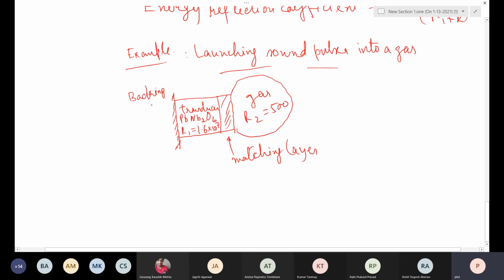This is the support layer, or the backing layer, which acts not only as a support but as an acoustic absorber. So it has the same acoustic impedance as the transducer, such that no reflection goes from this side to the other side. However, it has high absorption.